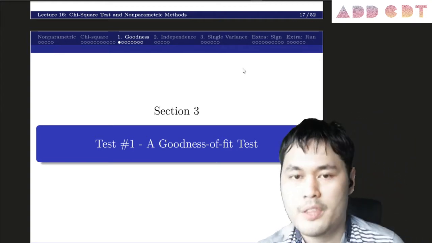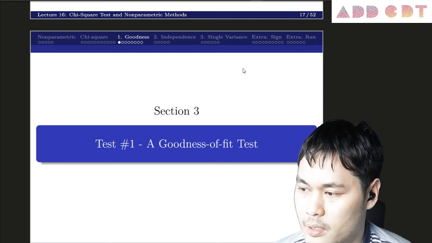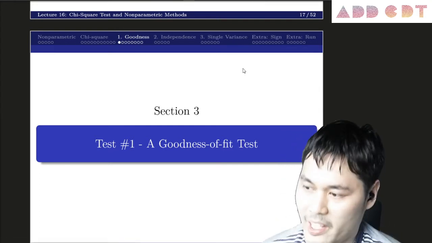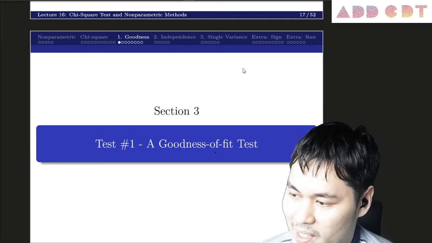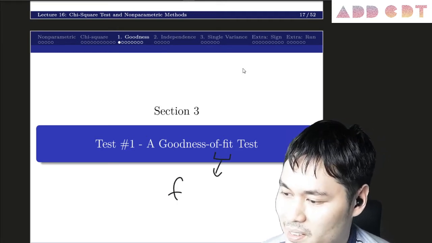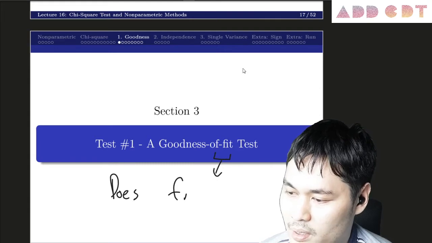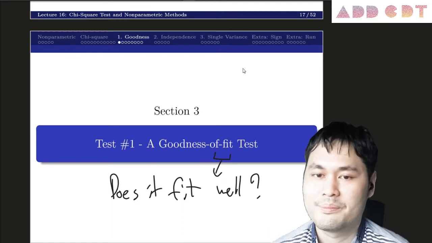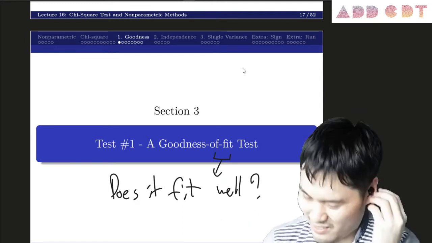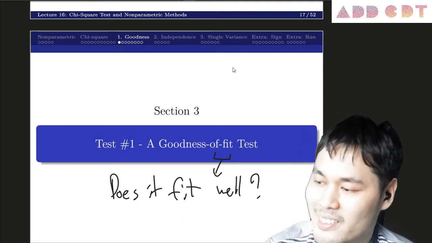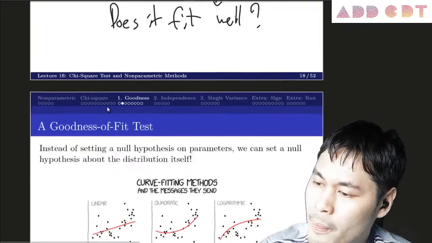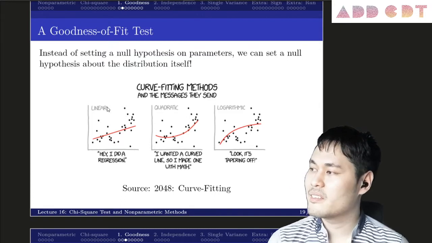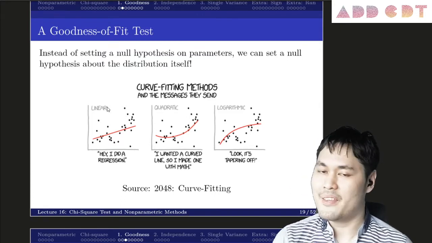Right. The first one is called the goodness of fit test. The name doesn't kind of make sense, but if you translate it into just the question, does it fit? Well, yeah, maybe that question is easier to interpret. So we have the core concept, what you would say is the basic classic question.